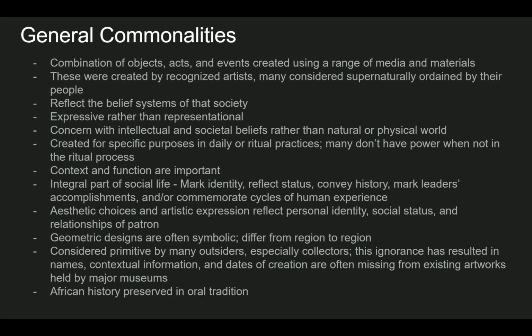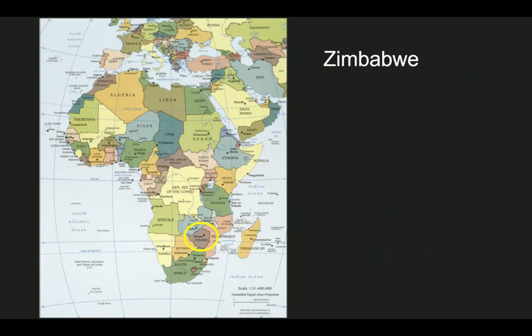The geometric designs are often symbolic, they're intentional, they differ from region to region. Many considered these artworks primitive by outsiders, and this ignorance has resulted in names, contextual information, and dates of creation that are missing. And African history is largely preserved in oral tradition.